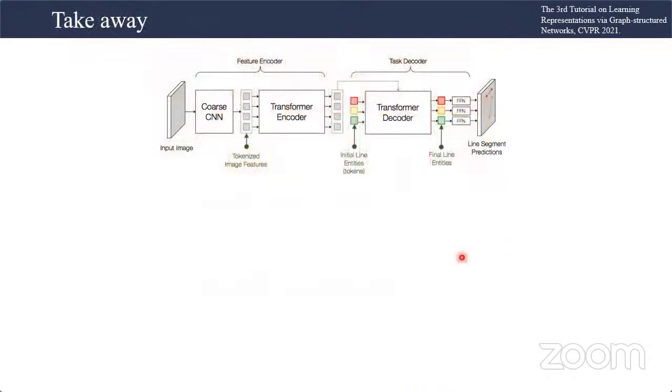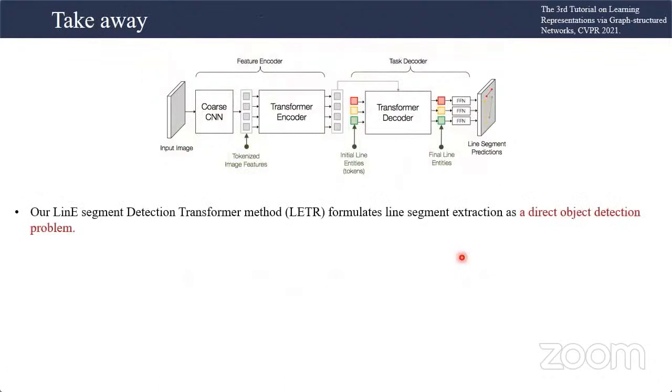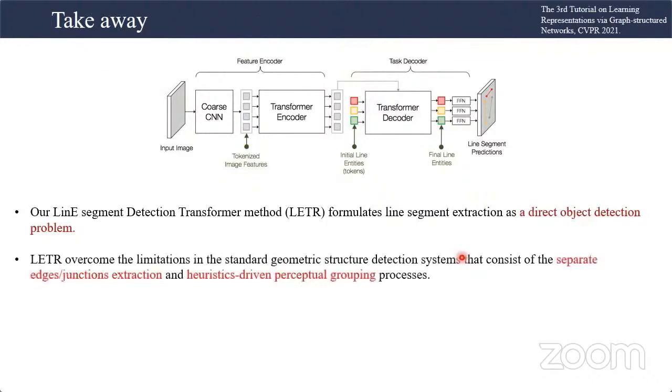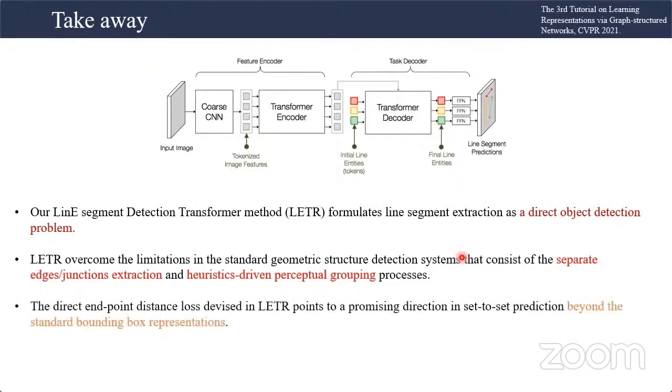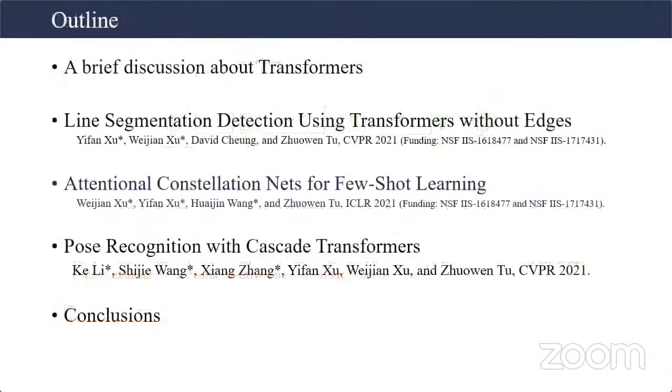So to recap, our line segment detection transformer method, LETR, formulates line segment extraction as a direct object detection problem. LETR overcomes the limitations in the standard geometric structure detection system that consists of separate edge and junction extraction and a heuristic-driven perceptual grouping process. The direct endpoint distance loss devised in LETR points to a promising direction in set prediction beyond the standard bounding box representations.